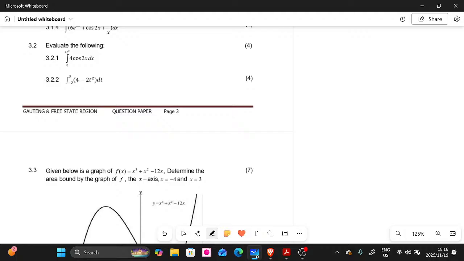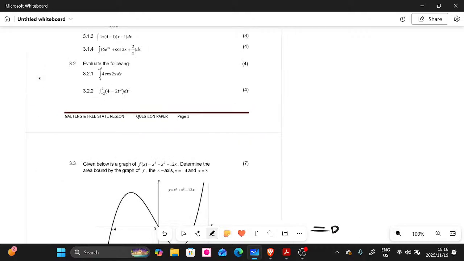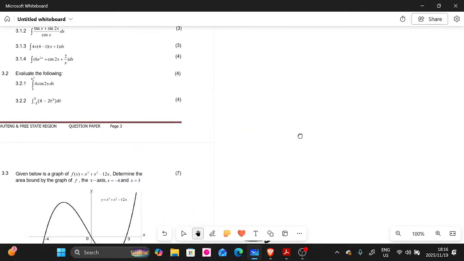Now let's look at 3.2.2. Now with 3.2.2, my good people, we have limits again. This time around, by the way, here's our 3.2.2. This is the simplest of them all, guys. It's not that difficult. Let me just zoom down and let me write the question here.